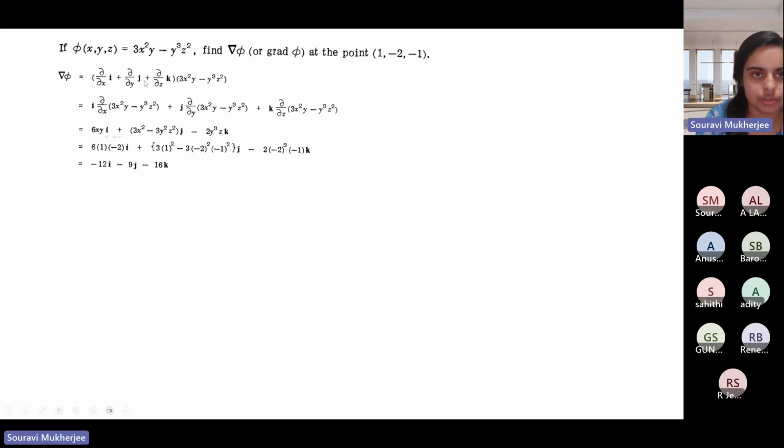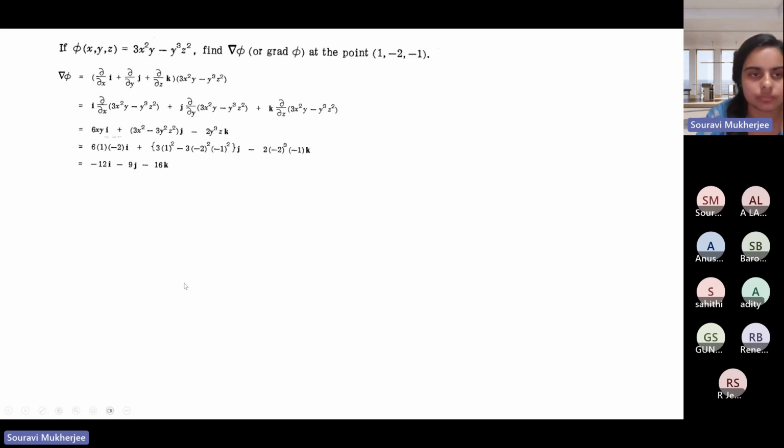So this is how it is, right? This is your operator, the del operator, and you operate it on phi, and this is what you get. Then if you put in the values of the point x, y, and z, you get a vector. This is your grad phi, and it has a direction. It tells you the direction of maximum change of this quantity phi.